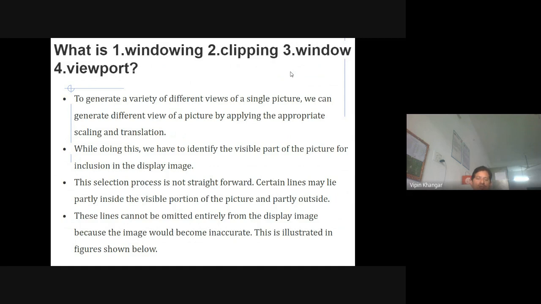To generate a variety of different views in a single picture, we can generate different views of the picture by applying the appropriate scaling and translation. We have seen the basic scaling and translation, so all that we already learned. That's why I have taken this part at the end. While doing this, we have to identify the visible part of the picture for inclusion in the display image. Whenever we use graphics software, what content needs to be displayed on the screen is important. The selection process is not straightforward. Certain lines may be partly inside the visible portion of the picture and partly outside.